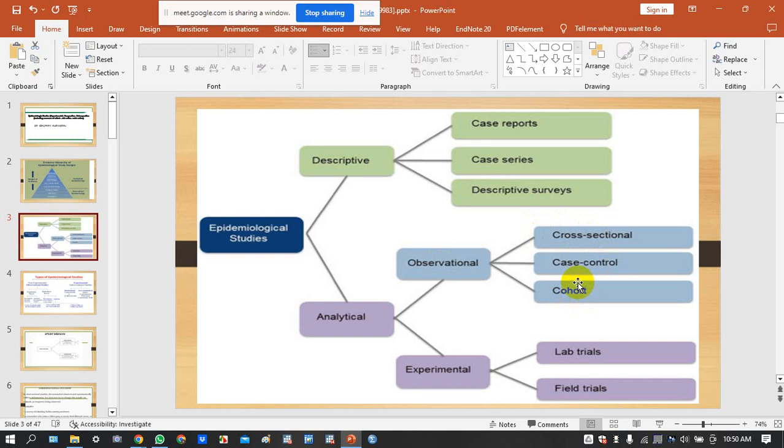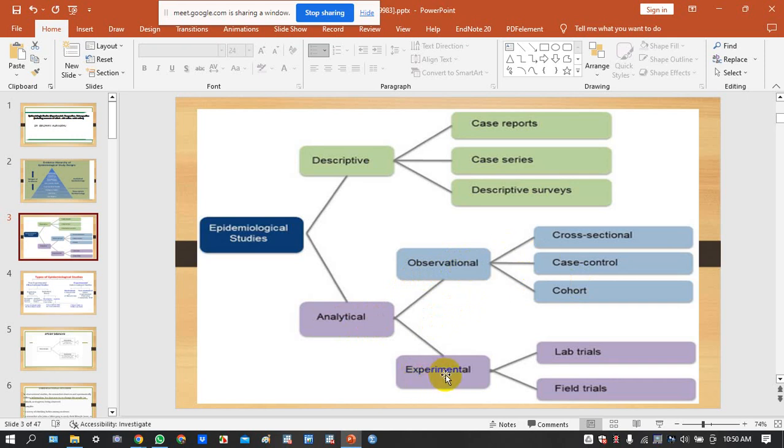We can look for liver enzymes, AST, ALT. We can also look for blood group, MCV level, platelet level. So it makes it an analytical study. It's analytical, but I didn't impose any intervention on the pregnant women.